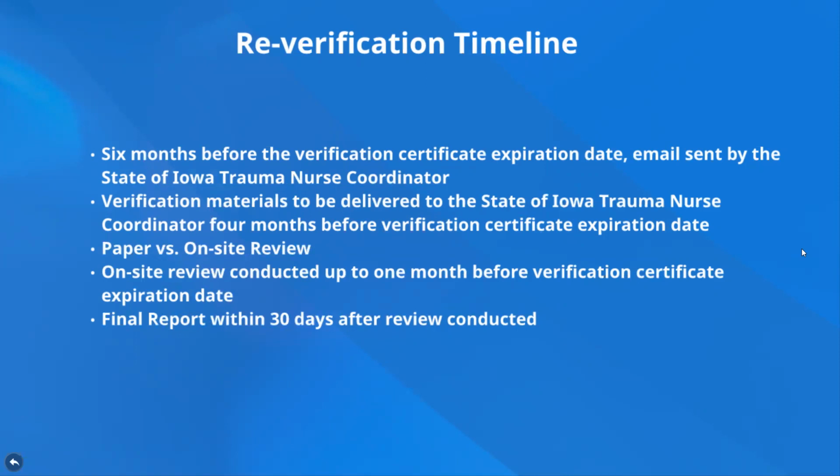That will give me enough time to review the materials, talk with you if we need anything back that may have been missed in the application, and then it will give us time to set up a paper or an on-site review. If you choose to opt into the on-site review, we try to conduct those up to one month before your verification certificate expiration date. So if your certificate runs through December of 2017, we would want to get your on-site review done sometime in the month of November. And then after your on-site review or your paper review, you should receive a final report within 30 days.